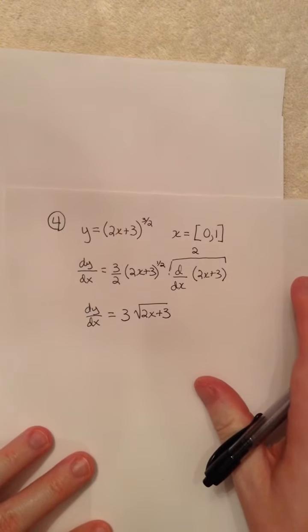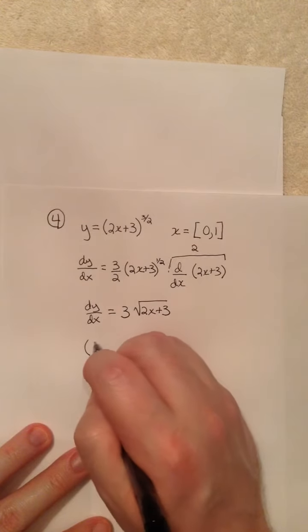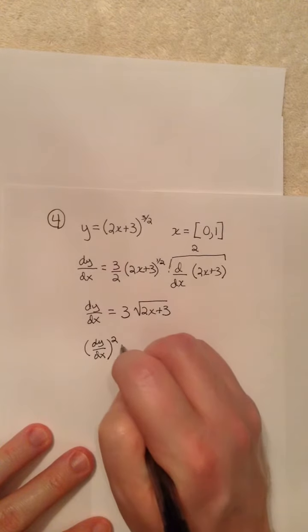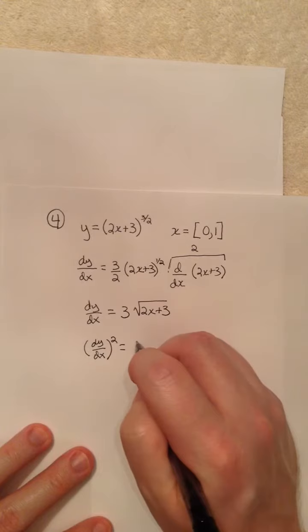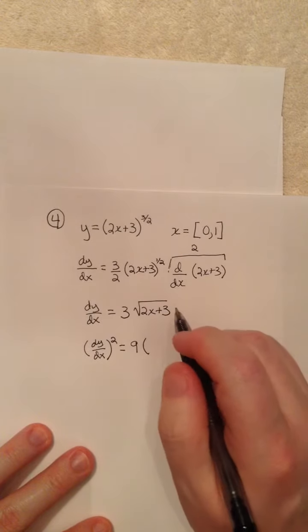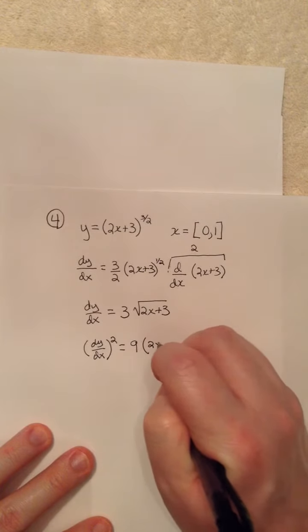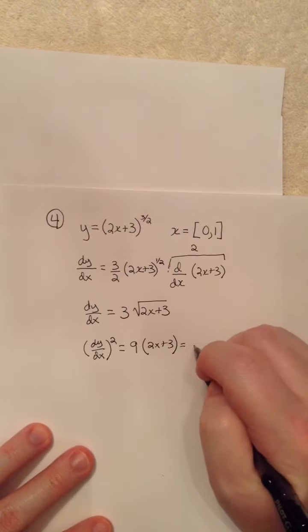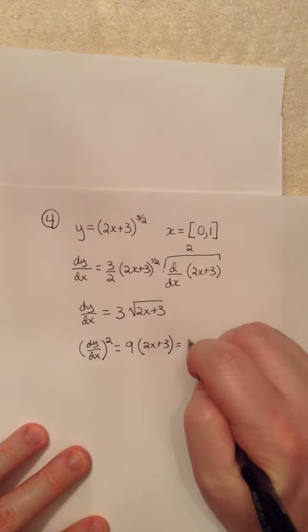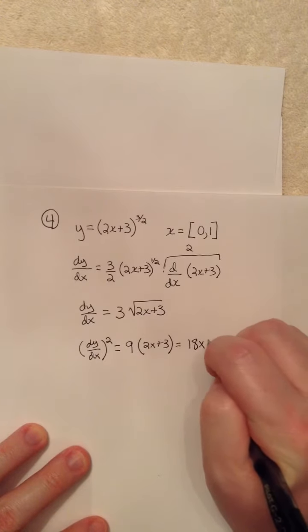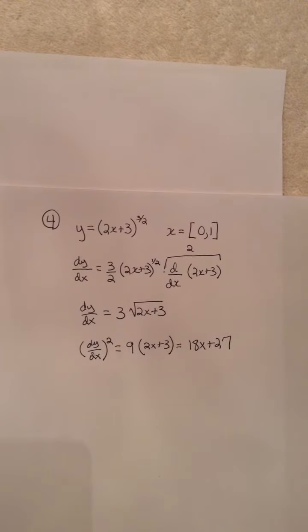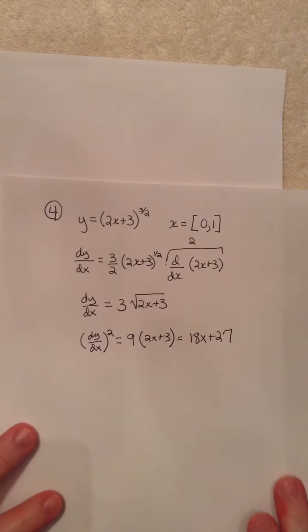Now, upon squaring the derivative, the square of 3 is going to be 9. The square of the square root of 2x plus 3 will be 2x plus 3 itself. And so for the square of the derivative, we have 18x plus 27.